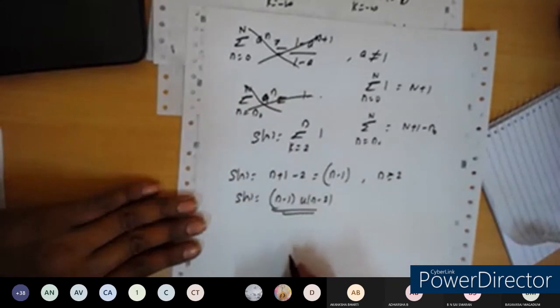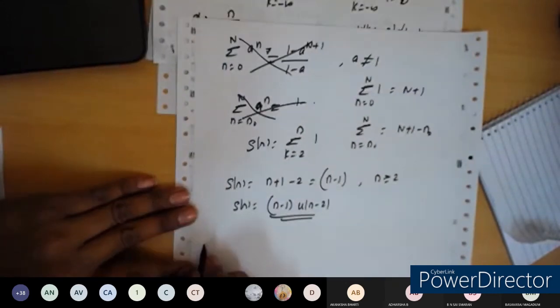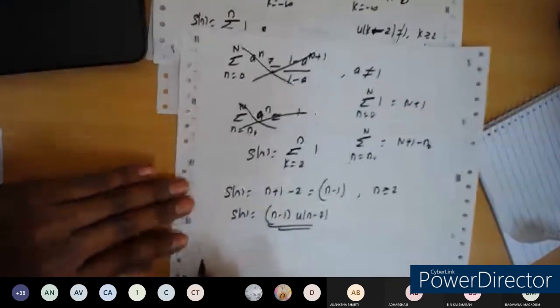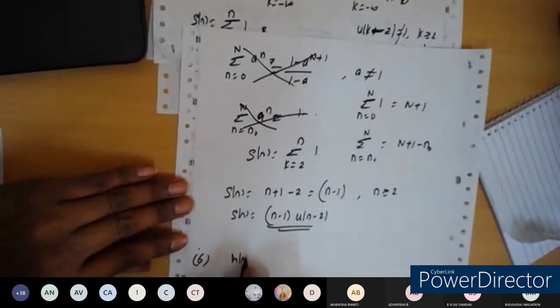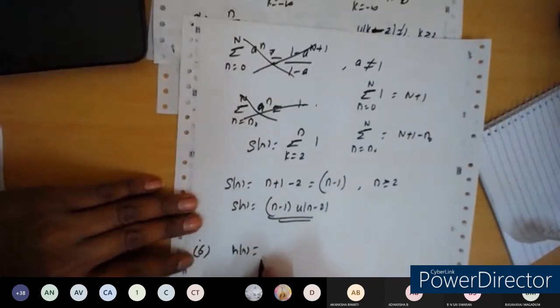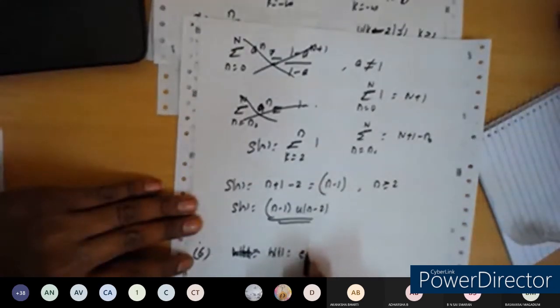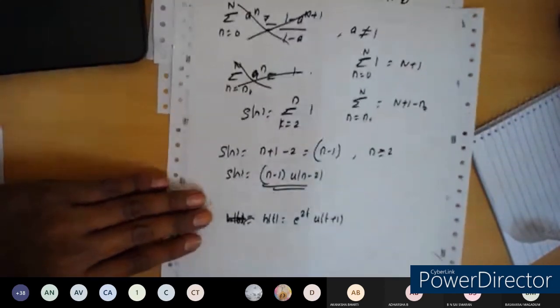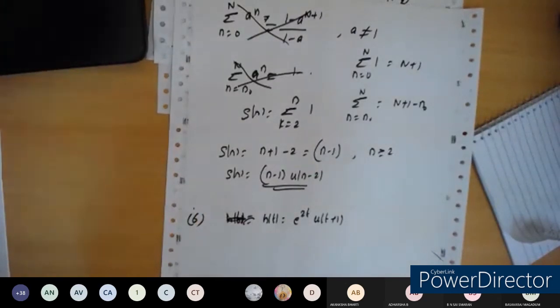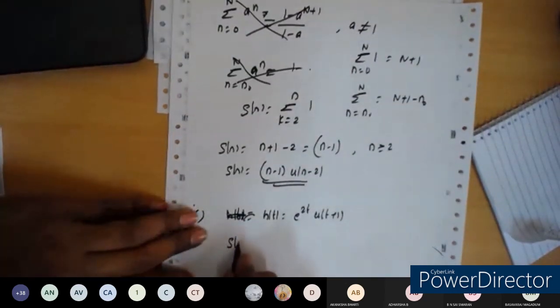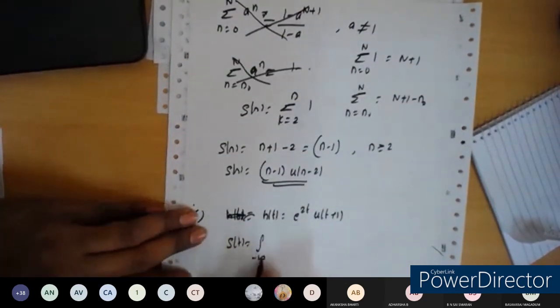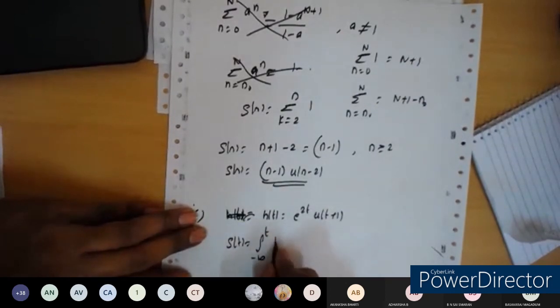This is problem number 6. h of t is equal to e to the power of 2t into u of t plus 1. Let us write, this is a continuous time system. S of t is equal to, write the formula: integral from minus infinity to t, h of tau d tau.